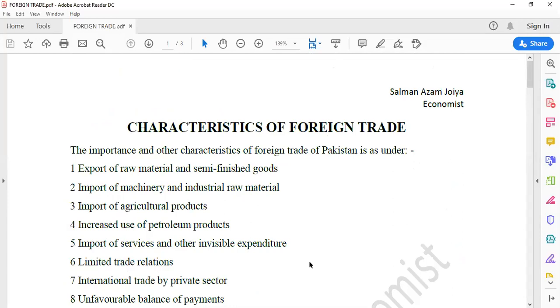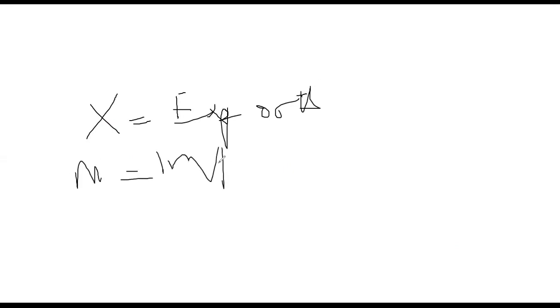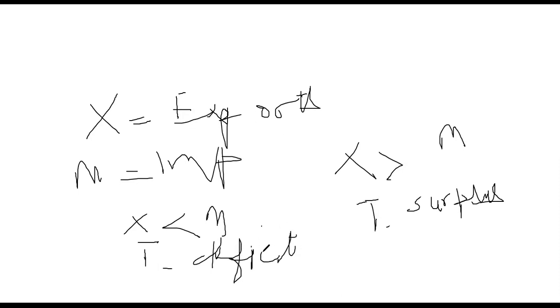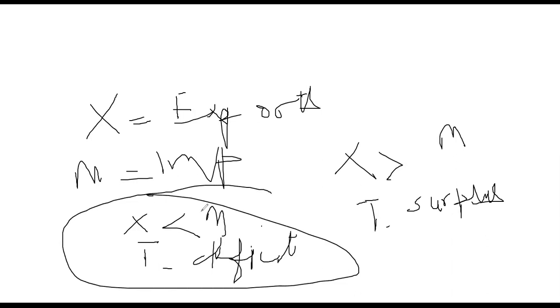Before going into the detail of the characteristics of foreign trade, you should understand that X stands for exports. M stands for imports. If X is greater than M, we say that is trade surplus. If X is less than M, we say that is trade deficit. Pakistan is facing trade deficit nowadays.